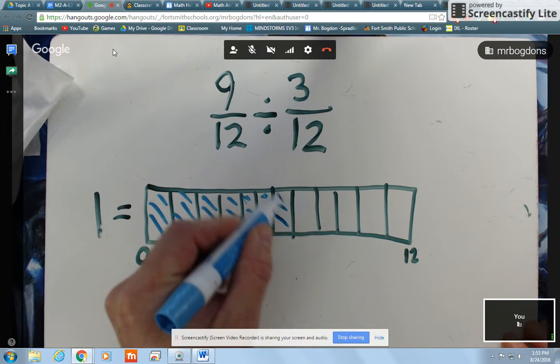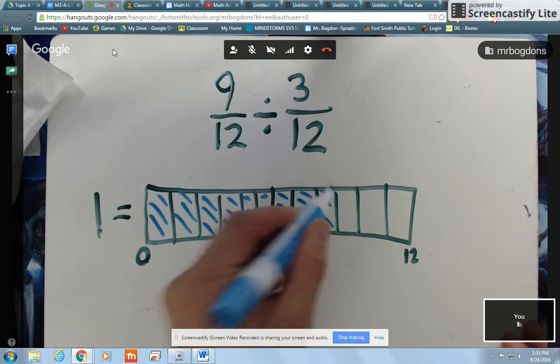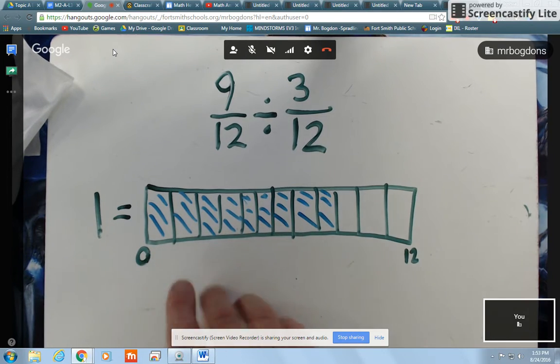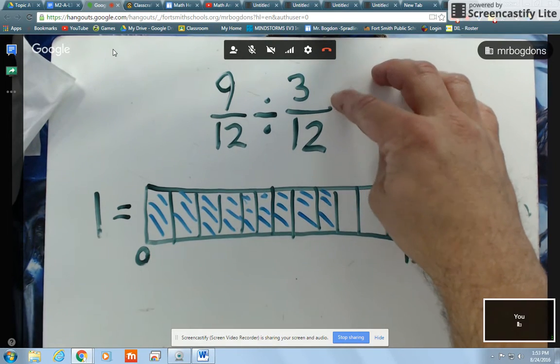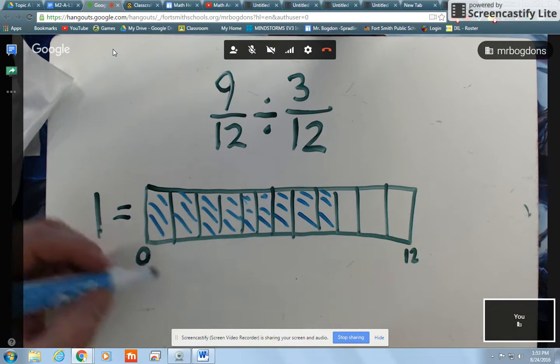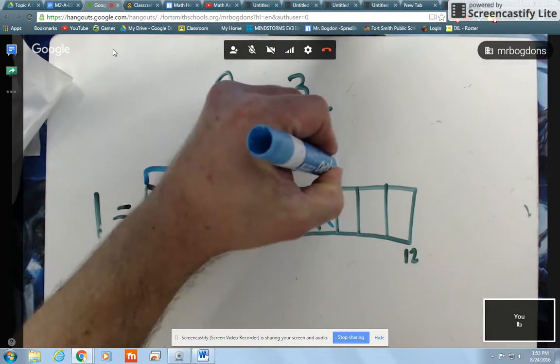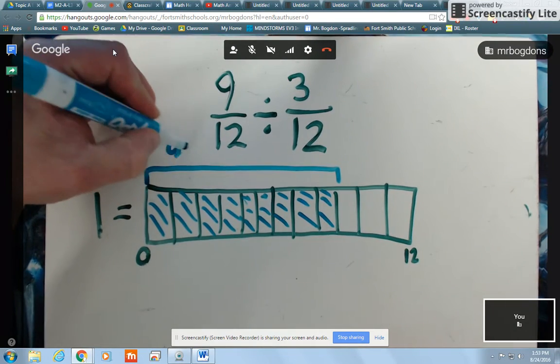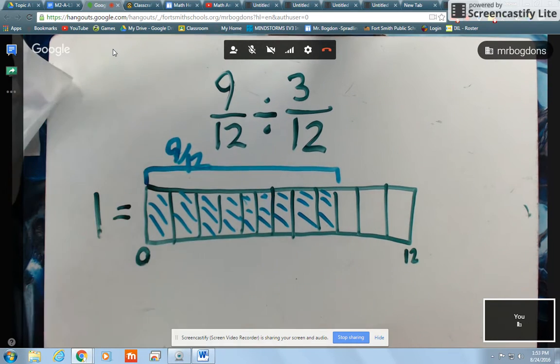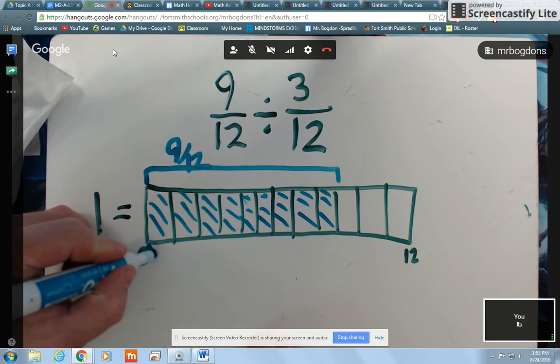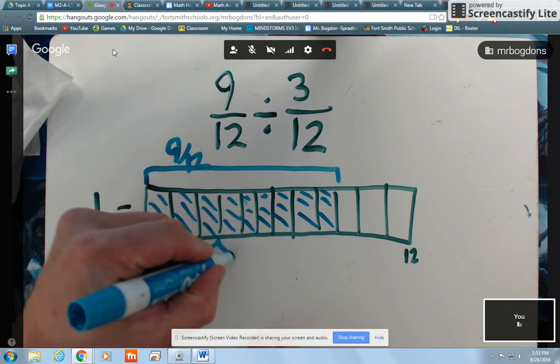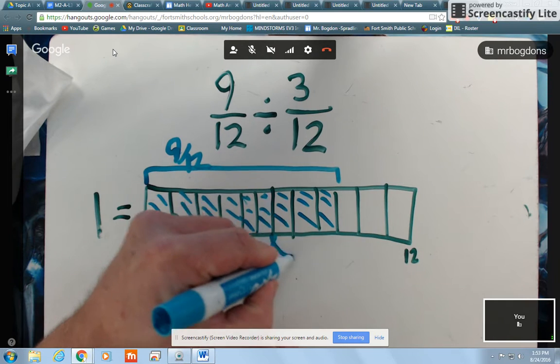So here I'm going to represent 9/12ths. Now I'm trying to find how many 3/12ths are in this. So from here to here is my 9/12ths. If I'm separating these out into groups of 3/12ths, how many 12ths do I need to count by? 3. So here I go 1, 2, 3. 1, 2, 3 12ths. 1, 2, 3 12ths.